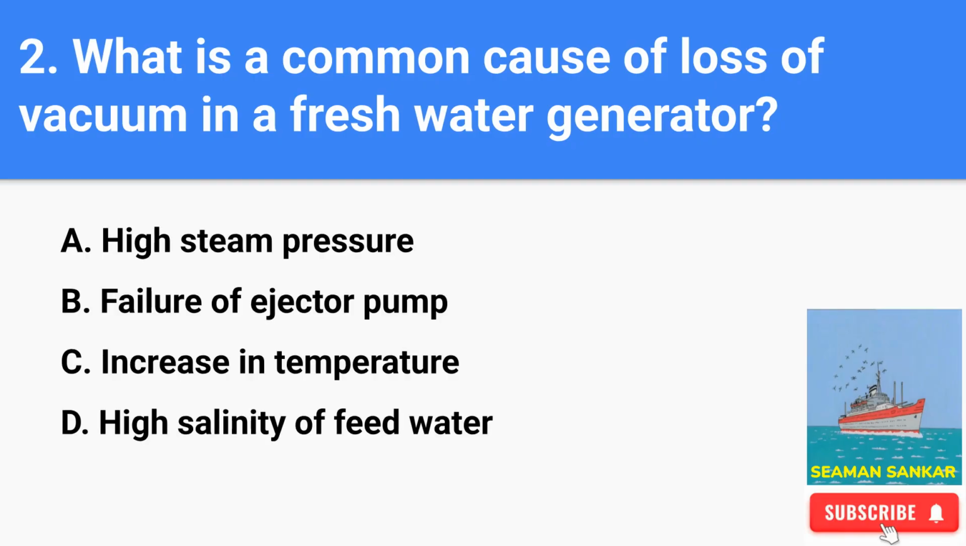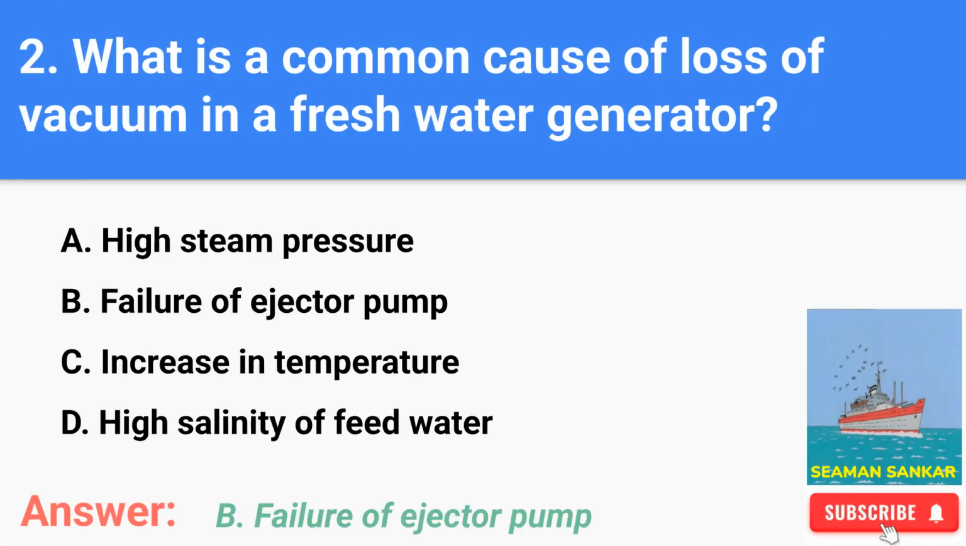Question 2. What is a common cause of loss of vacuum in a freshwater generator? A. High steam pressure. B. Failure of ejector pump. C. Increase in temperature. D. High salinity of feed water. The correct answer is B. Failure of ejector pump. The ejector pump maintains the necessary vacuum for the freshwater generator to operate efficiently.